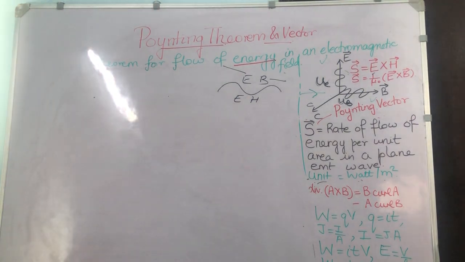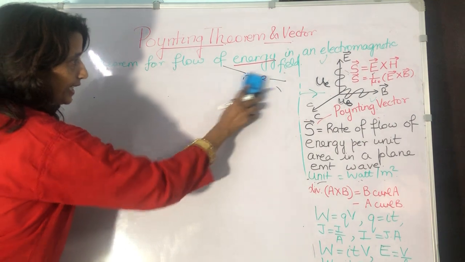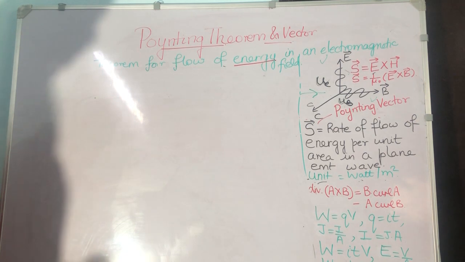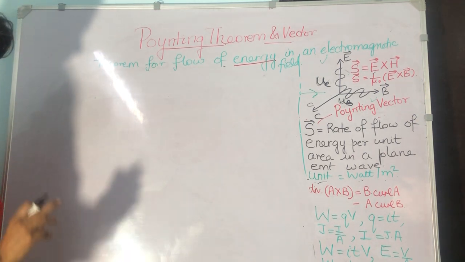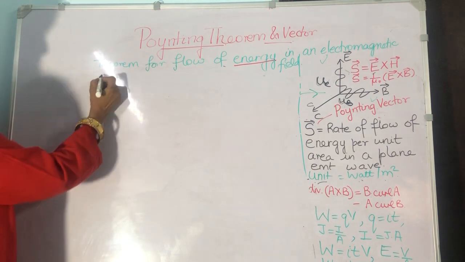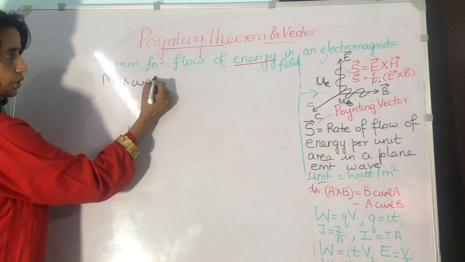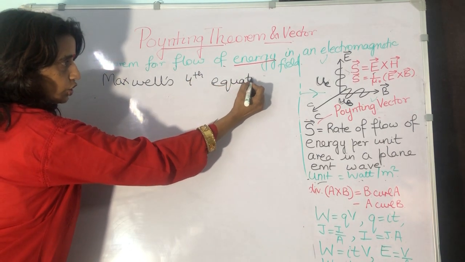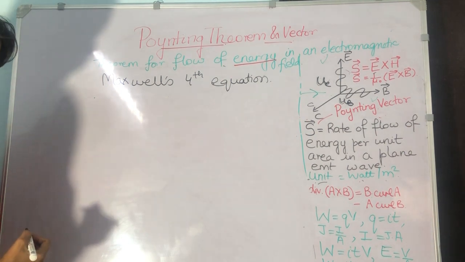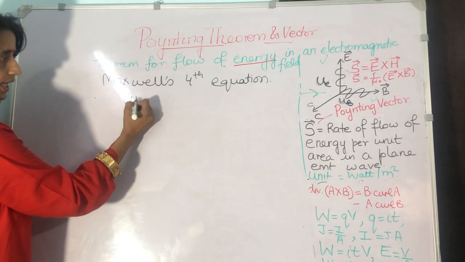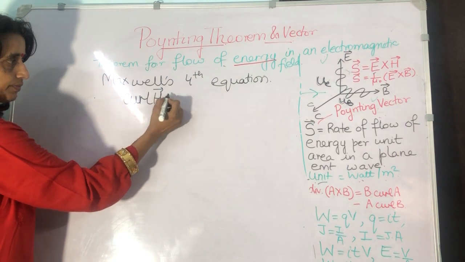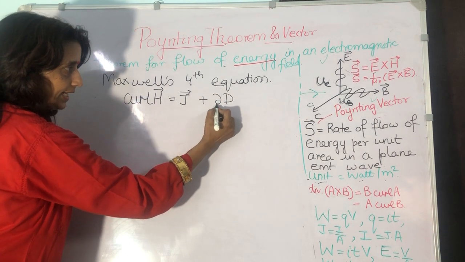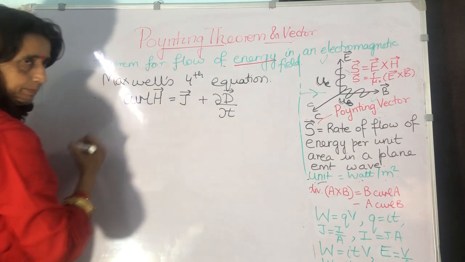Now we will derive an expression for the same in today's lecture using Maxwell's third and fourth equation. Let us begin with Maxwell's fourth equation. Maxwell's fourth equation, which is also known as the modified form of Ampere's circuital law, gave curl H is equal to J plus del D by del T.